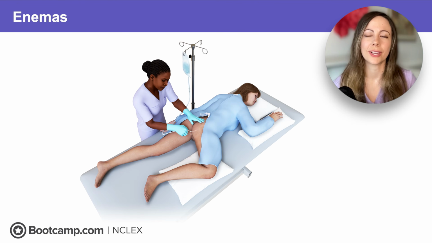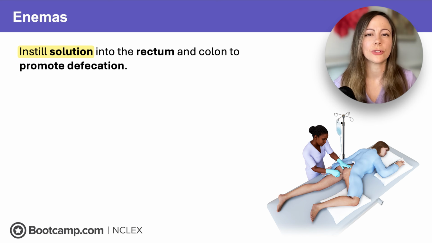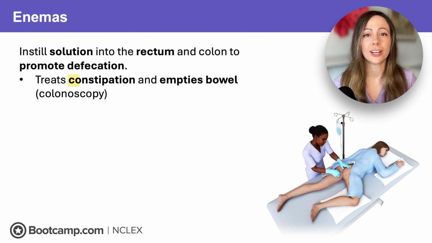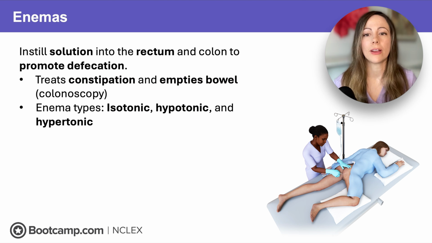So a common way to treat constipation we talked about was an enema. That's when we instill solution into the rectum and colon to promote defecation. It helps treat constipation by flushing out that stool, and it helps empty that bowel before procedures like a colonoscopy. So an enema type can vary from isotonic, hypotonic to hypertonic.